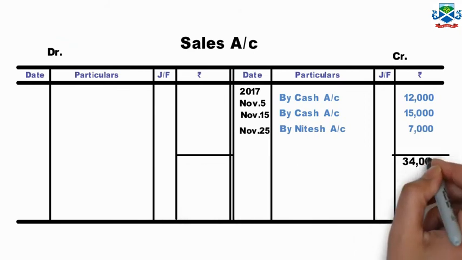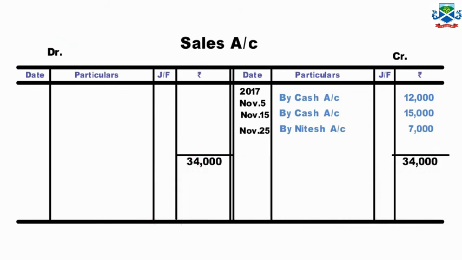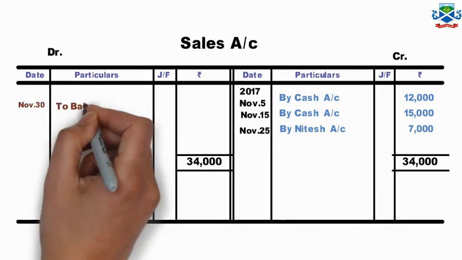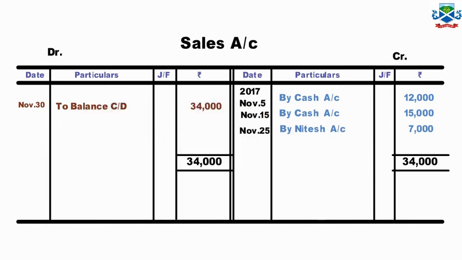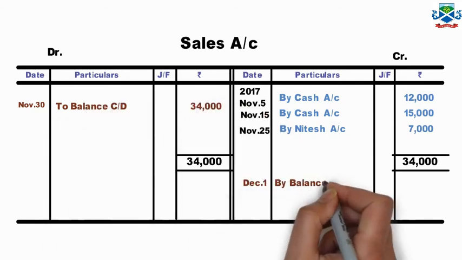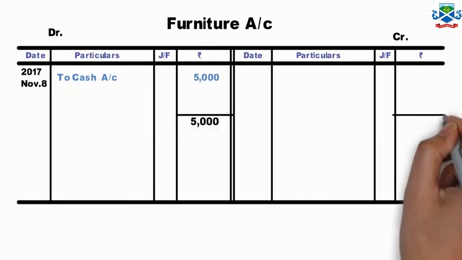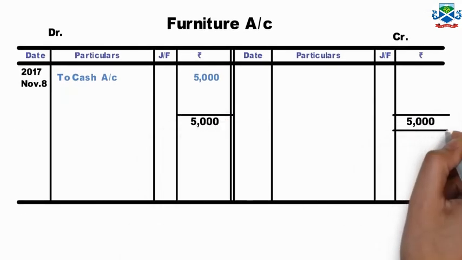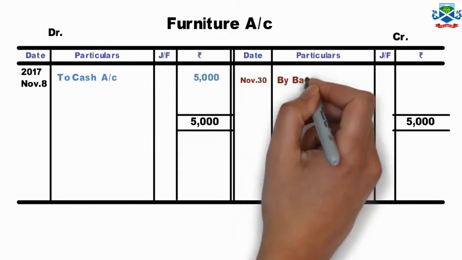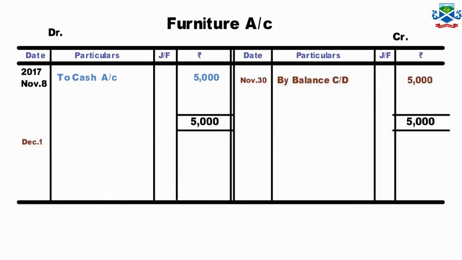Sales account credit side total is 34,000, debit side is nothing, that's why balance CD will come in the debit side 34,000, and opposite side, means credit side, balance BD is 34,000. Furniture account debit side 5,000, credit side is nothing, so the balance CD is 5,000 on the credit side and opposite side BD is 5,000.